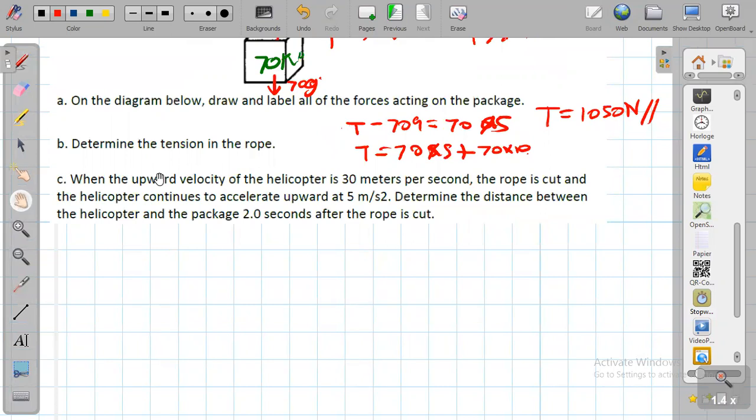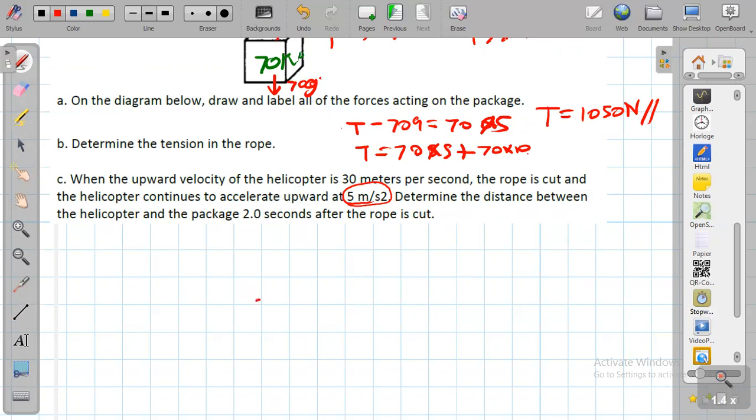When the upward velocity of the helicopter is 30 meters per second, the rope is cut and the helicopter continues to accelerate upwards at 5 m/s². Determine the distance between the helicopter and the package 2 seconds after the rope is cut.